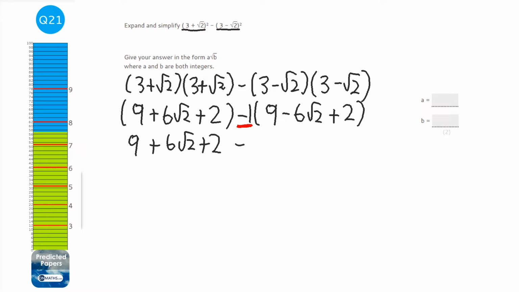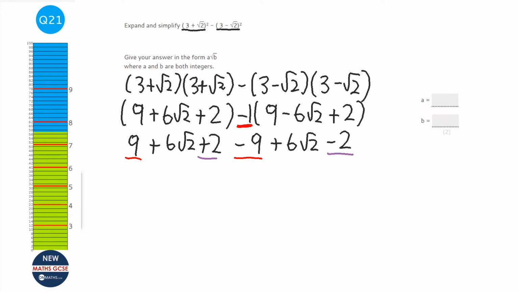So that first one is minus 9. The second one is, well, minus times a minus is a positive 6 root 2. And then a minus times a positive is a minus, so minus 2. That means that we can cancel out the 9s there. We can cancel out the 2s there. And all we're really collecting here are the roots. So 6 root 2 plus 6 root 2 is 12 root 2.